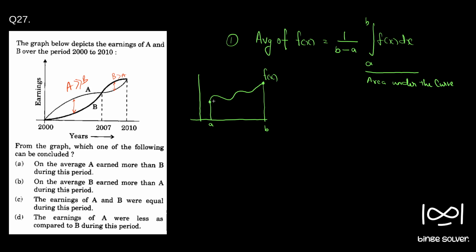f of x is taking so many values, right? These are the values f of x takes. We don't know which all values, but if we want to find the average earnings, the average f of x in this period a to b, we can use this formula: 1 by b minus a, integral a to b f of x dx. And if you have learned integration, you will know that this integral is nothing but the area under the curve. The value of this area is what is being written as integral a to b f of x dx.